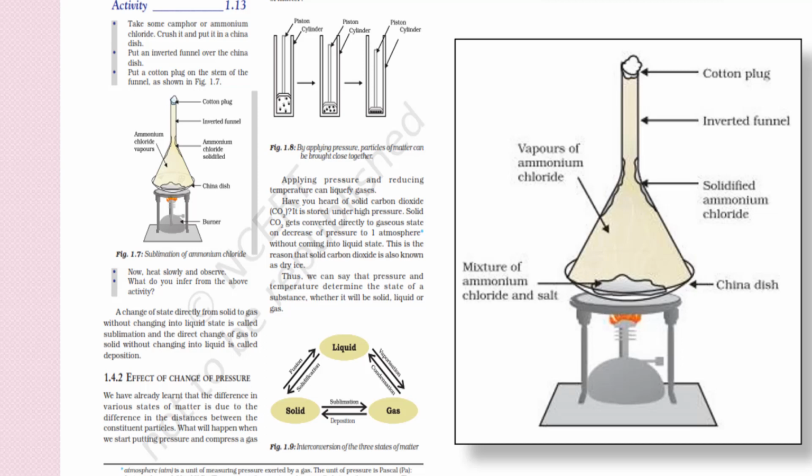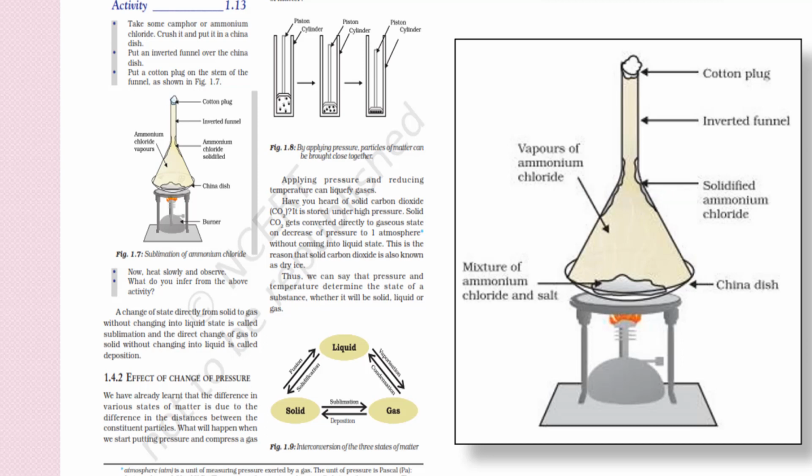After a while, you will see the vapors of ammonium chloride. If you wait a little longer, you will see solid ammonium chloride stuck to the walls of the funnel. In this case, remember, we have to use a cotton plug to block the outer exit of the funnel. Otherwise, the vapors of ammonium chloride will disappear and we will not be able to observe the conversion of solid ammonium chloride into gaseous ammonium chloride and directly to solid ammonium chloride again.